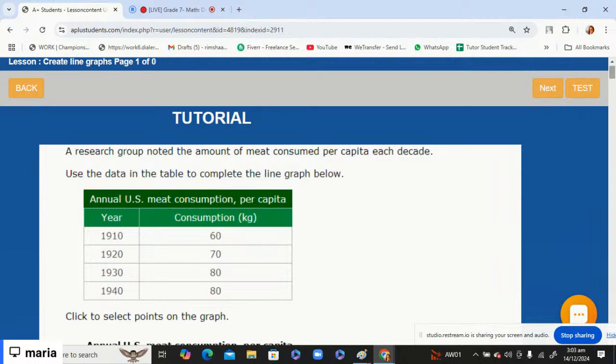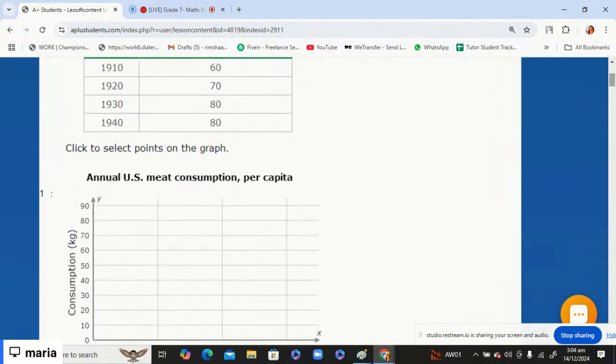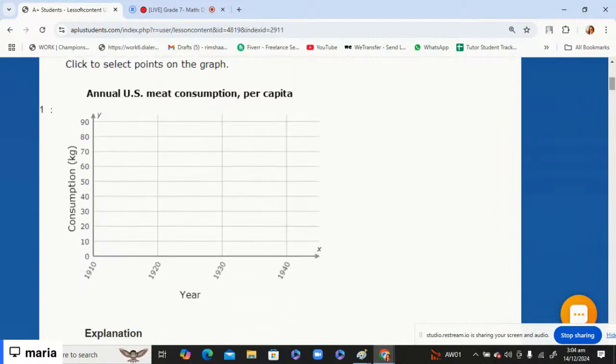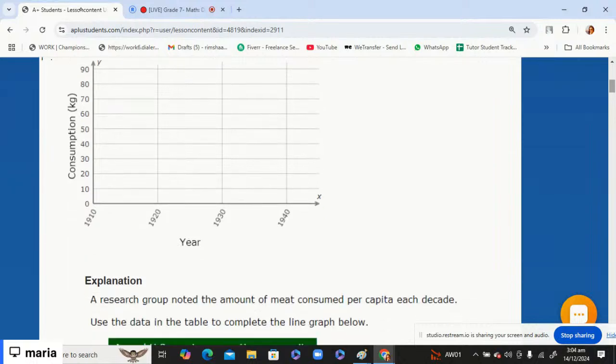Annual US meat consumption per capita is given, that is, the year and the consumption. The years given are 1910, 1920, 1930, and 1940. And the consumptions, in kilograms, are 60, 70, 80, and 80. Now, when we plot a graph for this, we are placing the years on the x-axis and placing the consumptions on the y-axis.